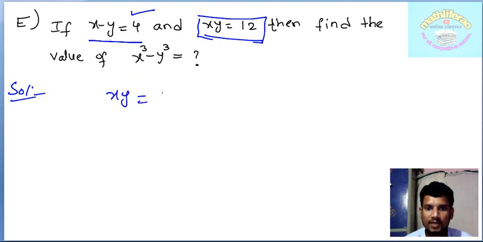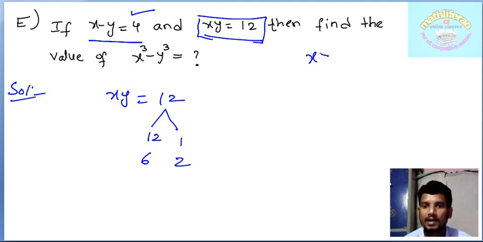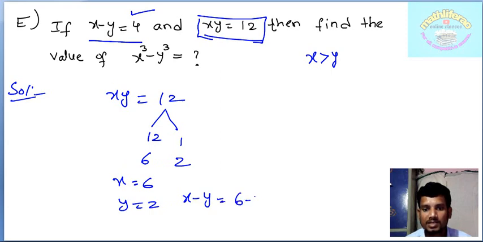So here xy equal to 12. What are the factors? 12 ones as well as 6 twos. So for x minus y to be a positive value, x must be greater than y. 12 minus 1 gives 11, 6 minus 2 gives 4. So x value 6, y value 2, x minus y equal to 6 minus 2 equal to 4 satisfied.